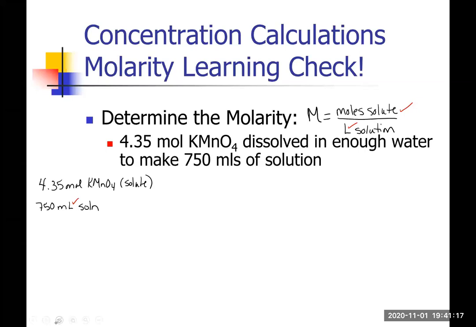So in order to get liters of solution, we're going to have to do a conversion. I know that I don't want mils of solution, so I'm going to put it on the bottom, and I'm going to put liters of solution on the top. I put a 1 by the prefix, and 1 times 10 to the minus 3 is the power of 10 for milli. Then I do the math and I get 0.75 liters.